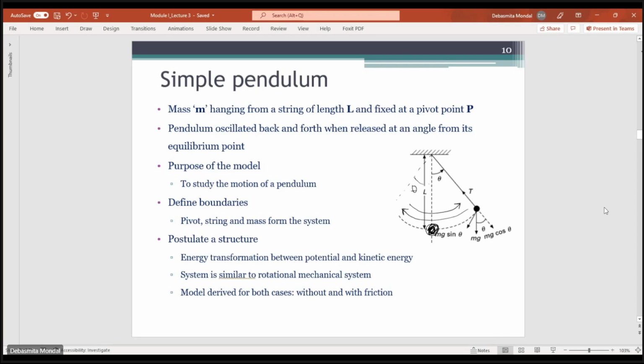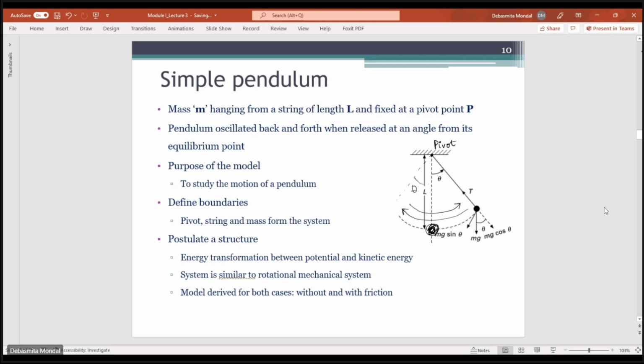So what will be the system which is being considered? One is that this is the pivot. So this part is the pivot. Then you have this string and then you have the mass. So this forms the whole system.